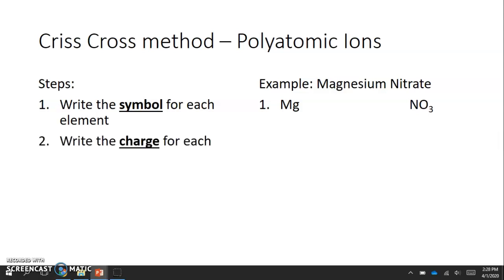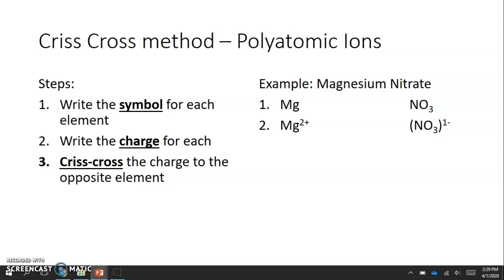Step 2, you write the charge for each. We know that magnesium is going to be donating electrons based on its position in the periodic table. So it's in group 2, so it will be donating 2 electrons, so it's got a 2+ charge. And then based on the reference table with your polyatomic ions, we know that nitrate, or NO3, typically has a 1- charge, okay?